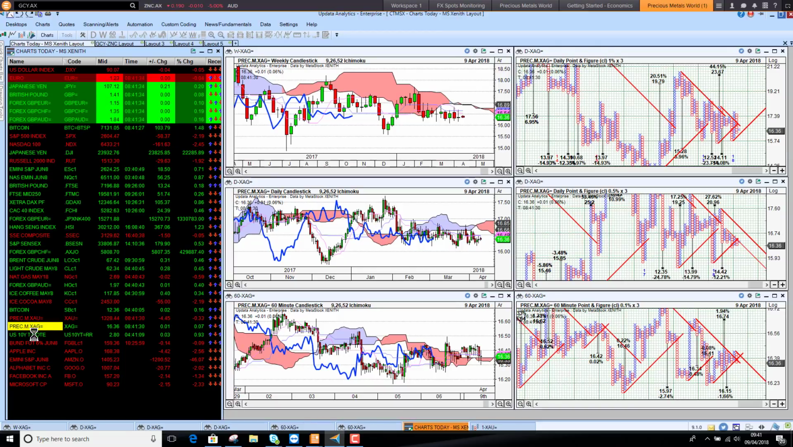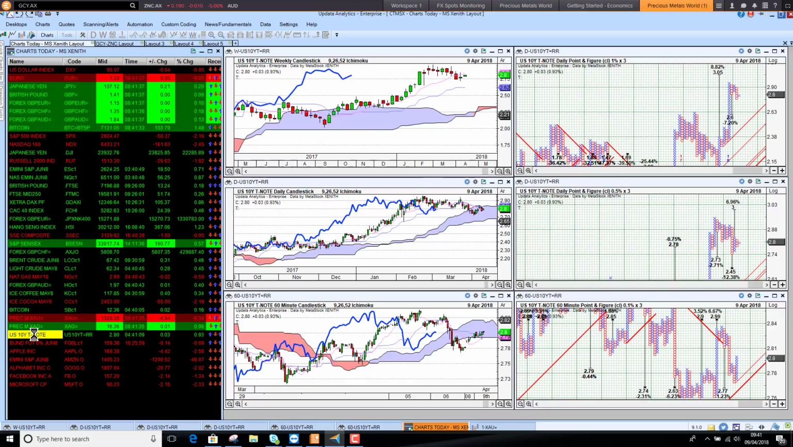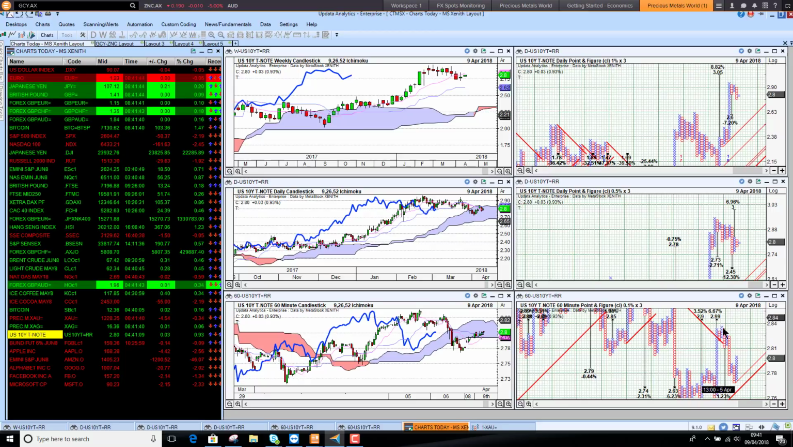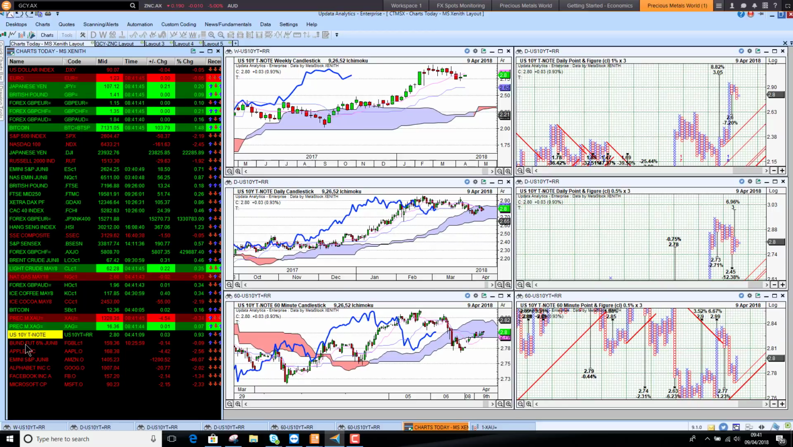US 10-year yields back into the 280s, 2.8% more bullish here. Upside targets to 3.299. That's activated 2.99%. So we haven't yet moved into that 3% territory, but looks like we're going to have another go at that target.